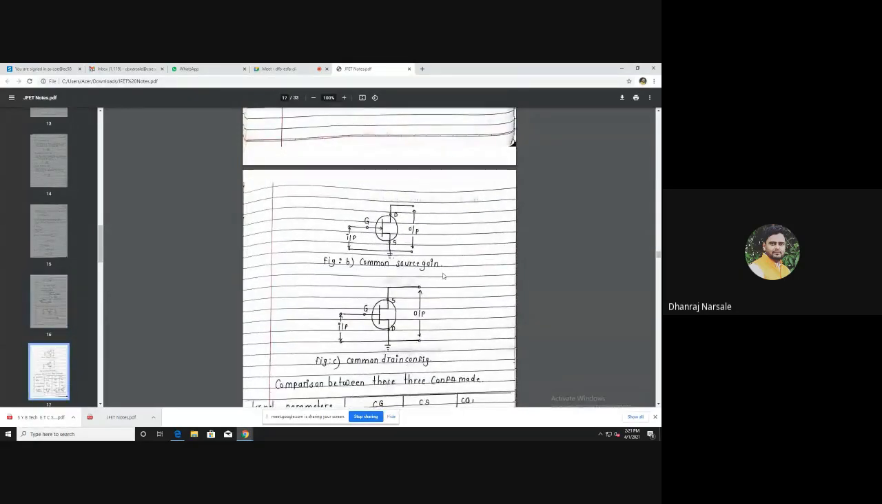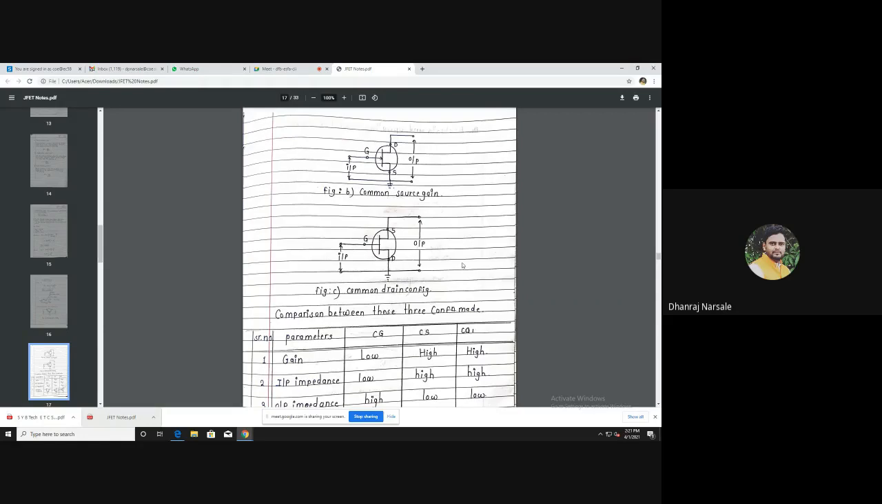Second is the common source configuration. In common source configuration, the source terminal is common between input and output. So we apply the input between gate and source, and measure the output between drain and source at the output side. This configuration is known as common source configuration.